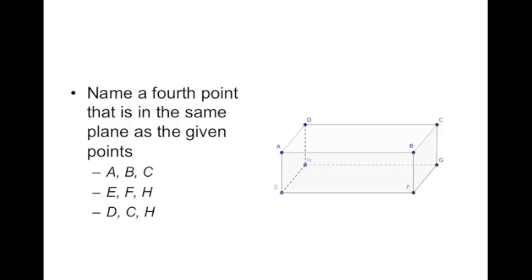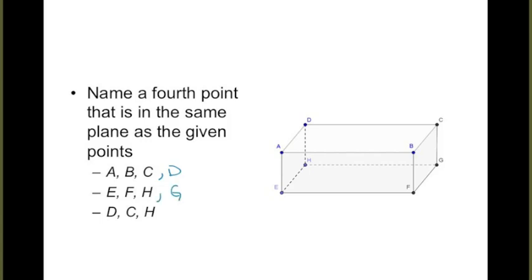In this picture, we have kind of like a shoebox. We want to name a 4th point that is in the same plane as the other 3 that are listed. So what point is in the same plane as A, B, and C? D. We're naming off the top of the box there. A, B, C, and D would give us the top of the box. E, F, H, and G. That's the bottom of the box. D, C, H, and G. That's the back of the box.